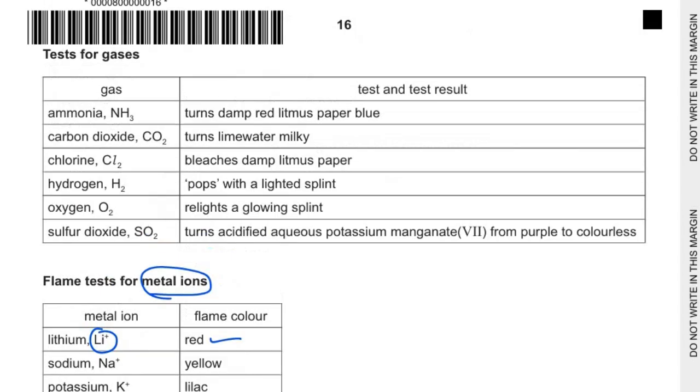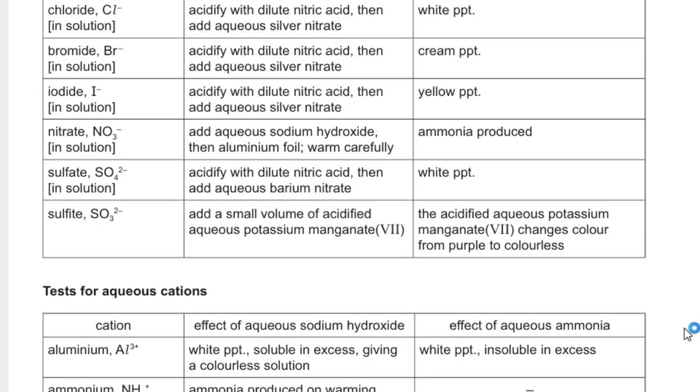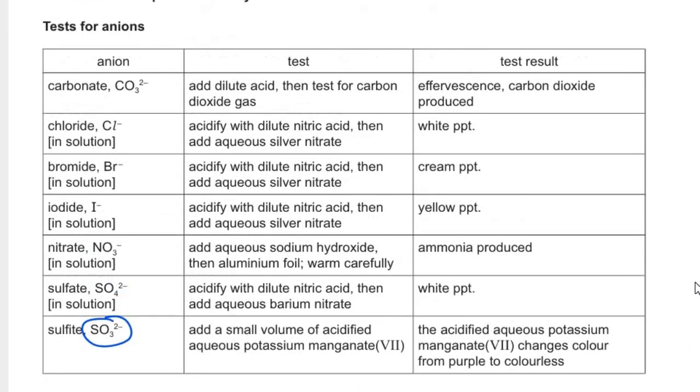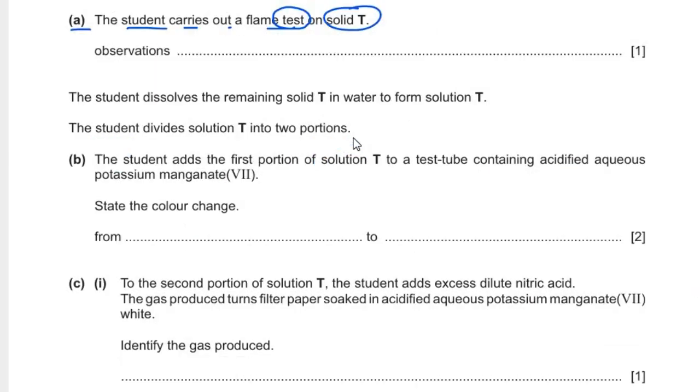But yes, along with that, let's also check about the sulfite ions. What's the test given by the sulfite ions? Yes, here is the sulfite ions, that is SO3 2 minus. And for the SO3 2 minus, we can add an acidified potassium manganate, and the acidified potassium manganate color changes from purple to colorless. That's the test given by the sulfite. So let's remember that also. Yes, so if we write the flame test on solid T, that is lithium sulfite, the observation should be the red flame. Yes, for the lithium ion.